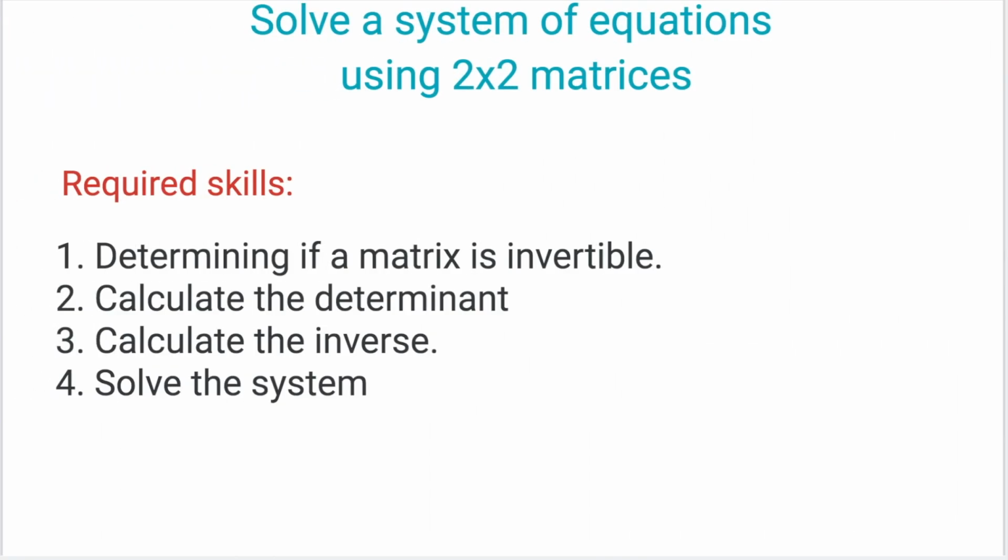To solve a system of equations using 2x2 matrices, let's review some of the skills that you need to be able to do this. So number one, you need to be able to determine if a matrix is invertible. And to do that, you need the second skill, which is to calculate the determinant and see if it's equal to 0. Number three, calculate the inverse. And then number four, solve the system. So these are the skills that you need. If you forgot any of these skills, the links are in the description box below, and then you can watch this video.